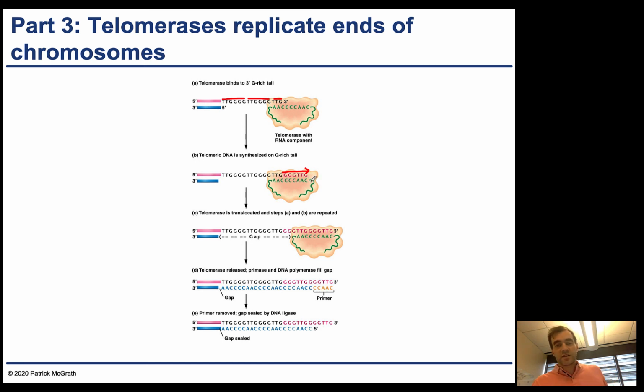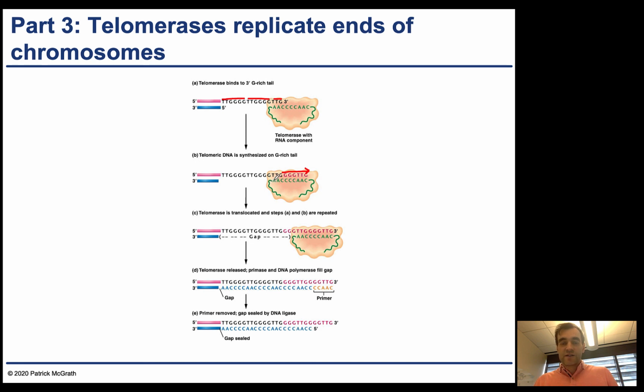So this is an RNA-dependent DNA polymerase activity. It's using an RNA as a template, but it's able to synthesize new DNA. And so this is able to add, let's say, 6 base pairs of DNA.